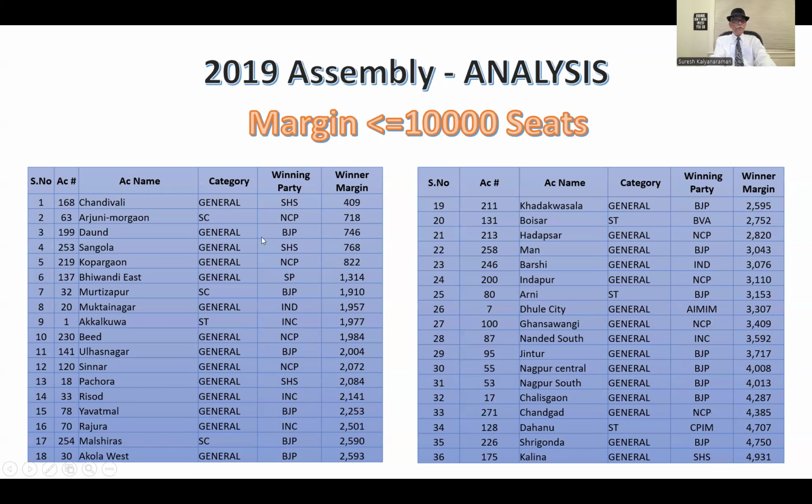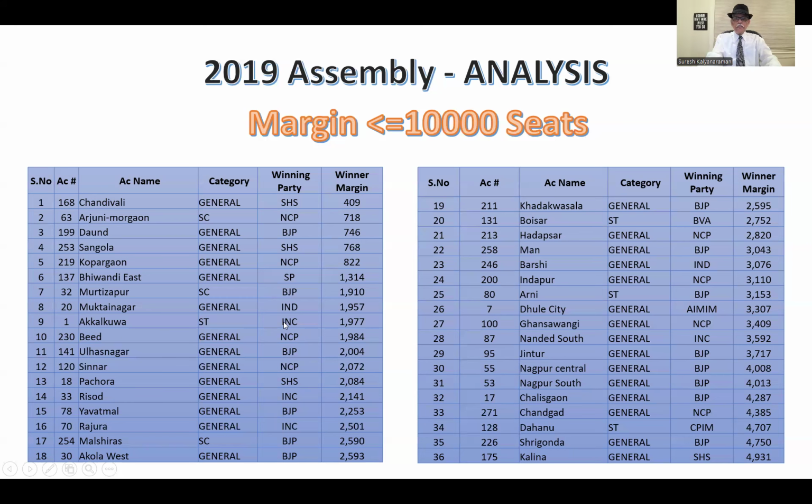So if you go down this list, BJP won down with 746 votes. This is going to be, again, a close race this time, we believe. Sangola, again, Shiv Sena won by 768. And Kopargaon, again, NCP this time won by 822 votes in 2019. So if you keep looking at this list, you will see the margins here and the constituency name. These are the constituencies that we are going to focus on in our subsequent episodes, and we are going to come back with some kind of a detailed data analysis.